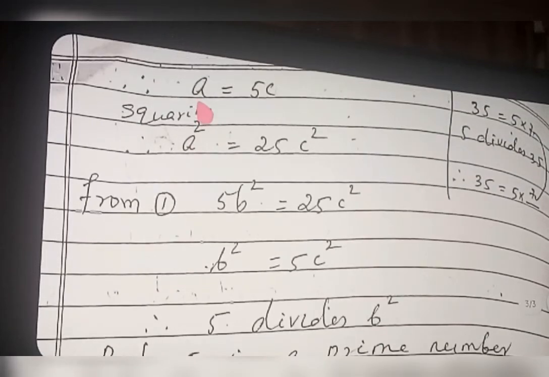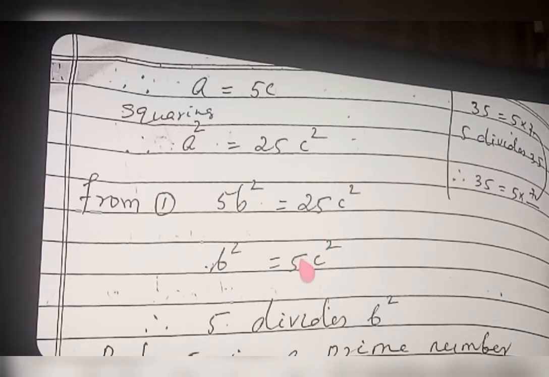Therefore what can you write? a can be written in the form of a multiple of 5 and another number c. So a is equal to 5c. Square them: a square is equal to 25c square. From equation number 1, a square is equal to 5b square. So in the place of a square, I write 5b square. From these two, which is common? 5 is common, cancel them. So what did you get? b square is equal to 5c square.